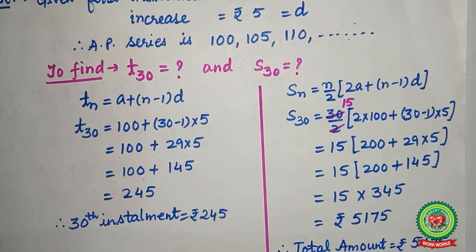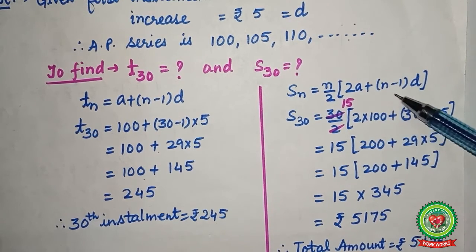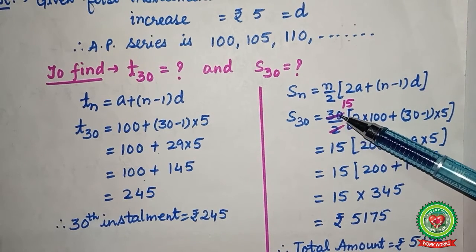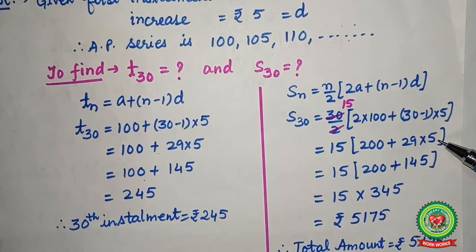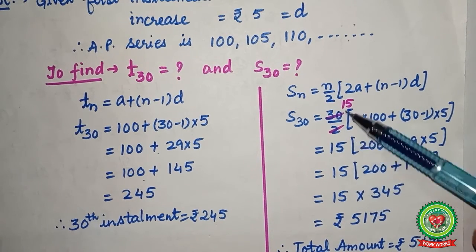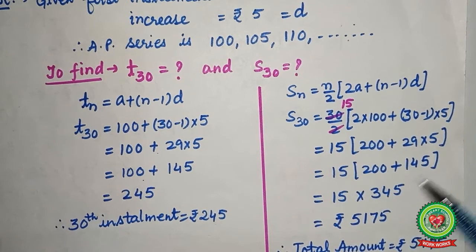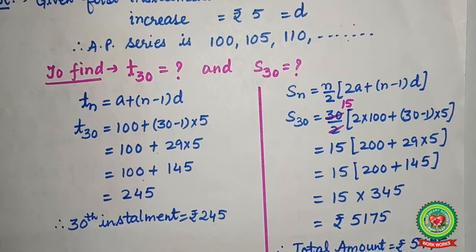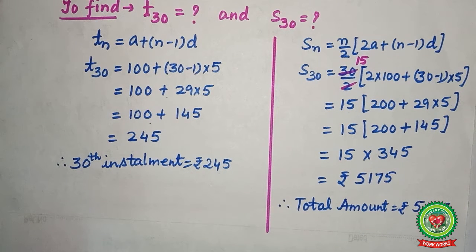Similarly, we have to find the total amount, that is Sn is equal to N by 2 multiply (2A plus (N minus 1)D). Put the value of N, A and D. We get S30 is equal to 30 by 2 multiply (2 into 100 plus (30 minus 1, that is 29) into 5). So on cutting we are left with 15 into (200 plus 145). So on adding, 345, and multiplying with 15 we will get the total amount paid, that is rupees 5175.